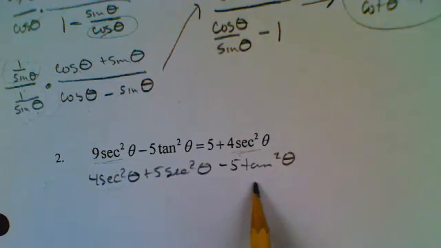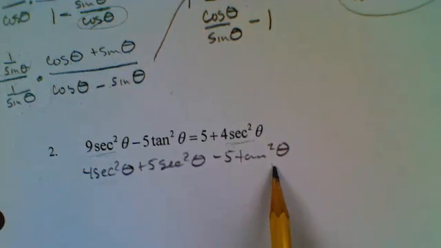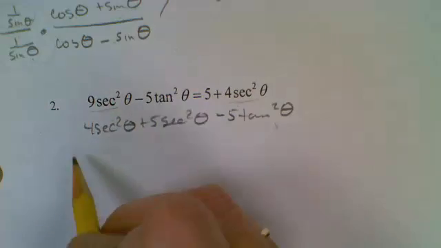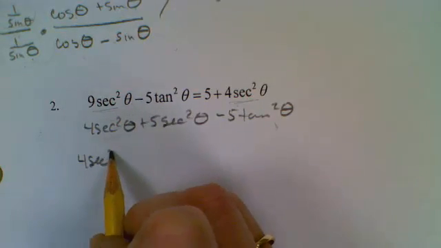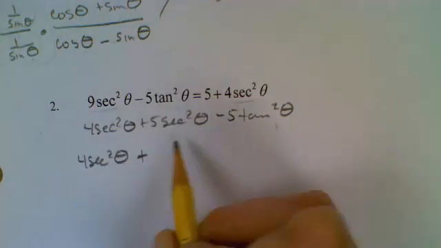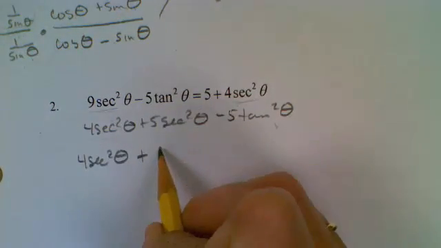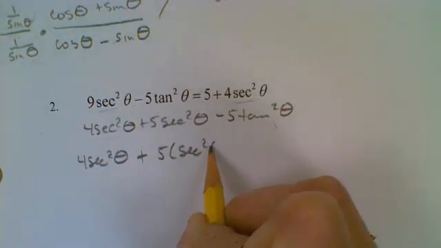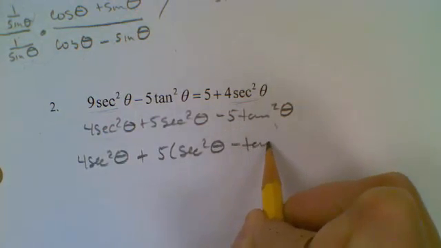So that piece is all okay. Somehow I want this to become 5. So I look at those and say, what can I do with that one? Well, they both have a 5 in common. So let's leave this 4 secant squared alone. Let's take these 2 terms and let's factor out a 5. So I'm left with a secant squared minus a tangent squared.